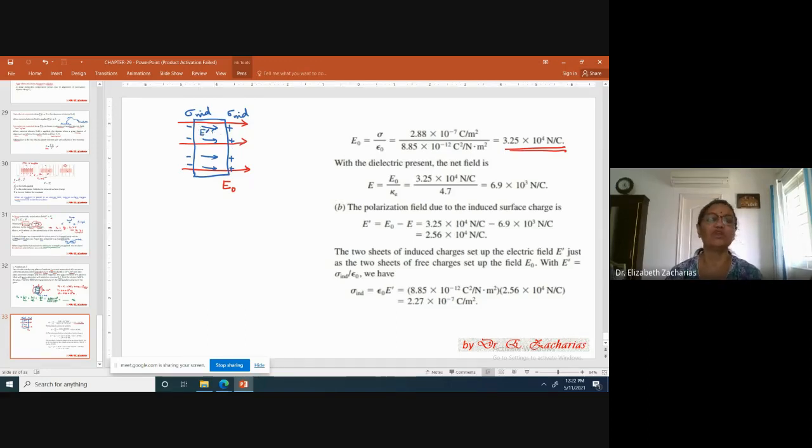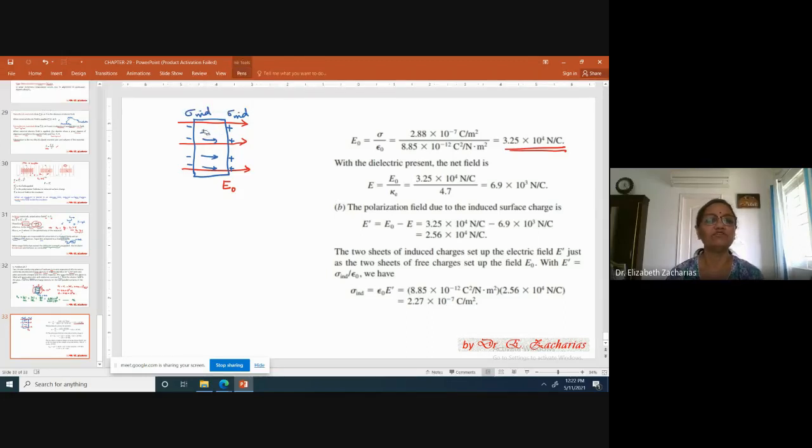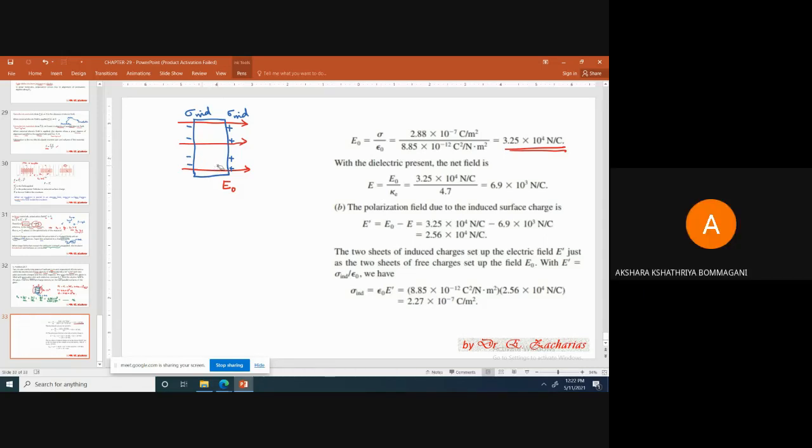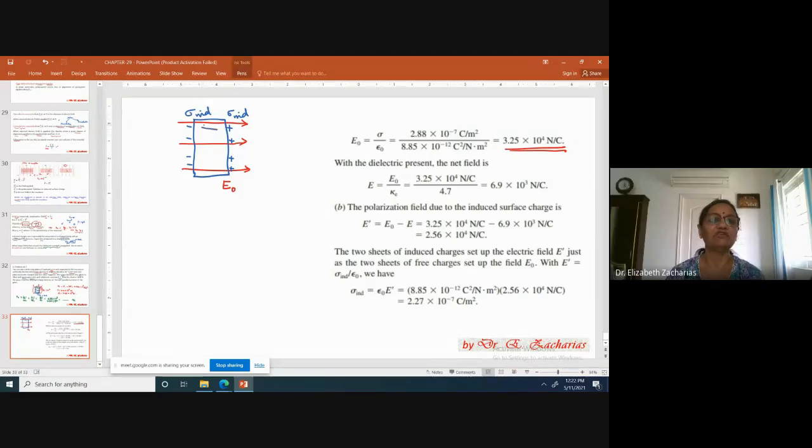And look at the direction. Sorry, I made a mistake here. What is the mistake? Can anyone say? Direction. Very good. So the direction of the induced electric field will be this. This will be the direction of the induced electric field E prime. And it will be less than E naught. E naught is the applied field. So that's E naught.